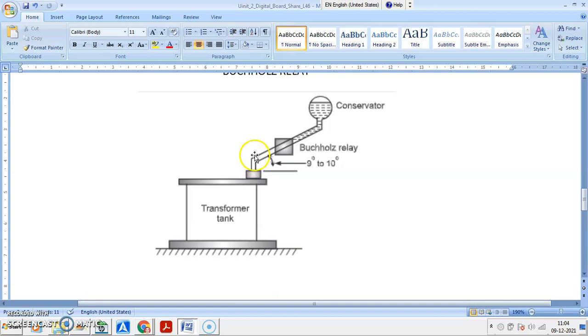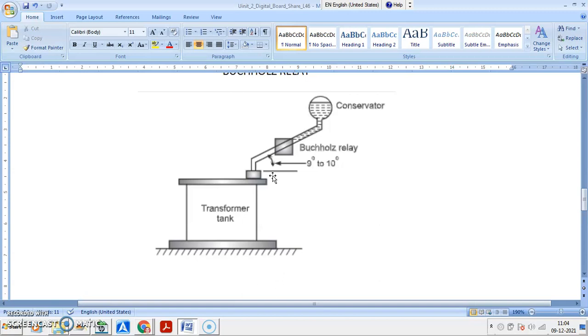and this is a pipe which we call as a pipe between conservator and tank of the transformer, and Buchholz relay is inserted in between the pipe from conservator, from transformer tank to conservator. Normally the inclination is 9 to 10 degrees. Okay, so Buchholz relay, it is a gas actuated relay which is provided, or location of Buchholz relay, it is as shown in the diagram.